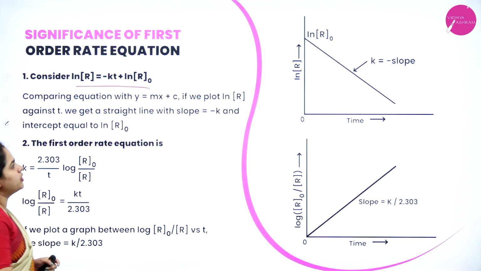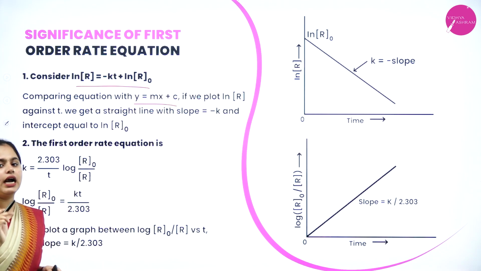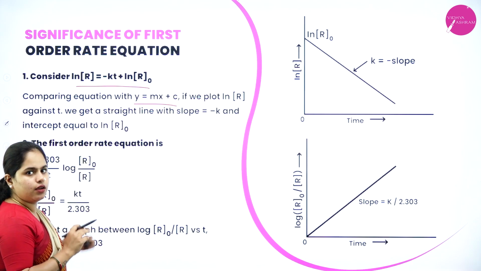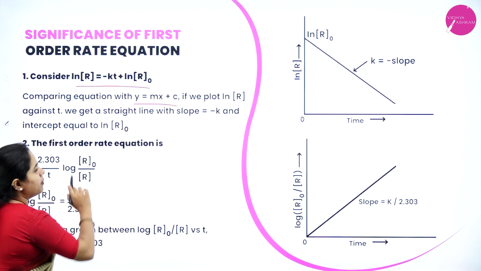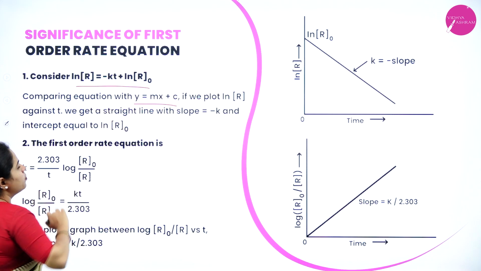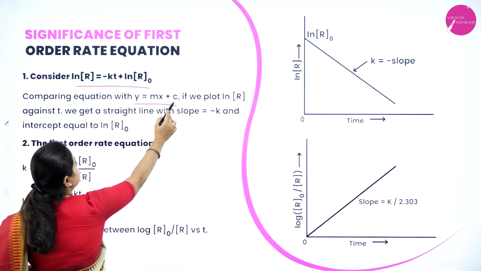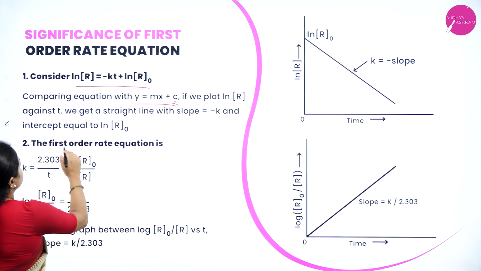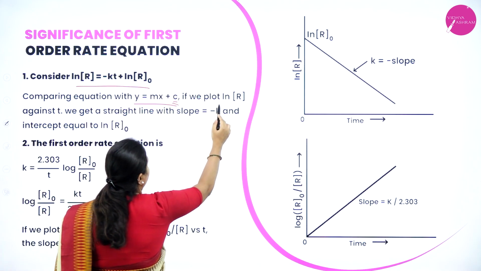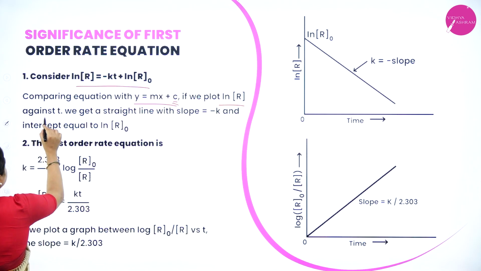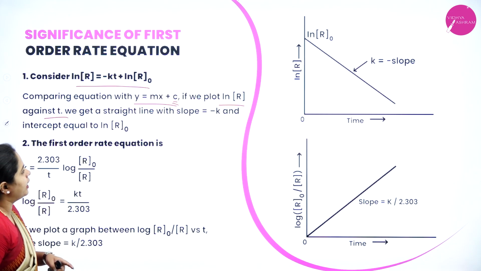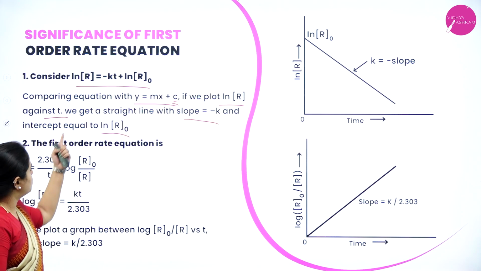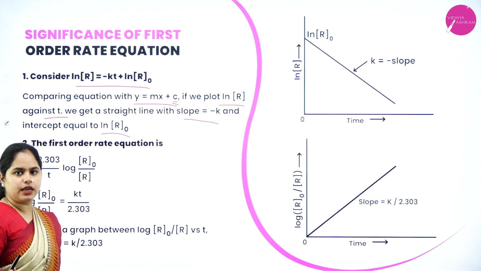Now comparing this equation with y is equal to mx plus c, again we are comparing it with the straight line equation. From this we can see y is ln R. What is m? m is the slope, which will be equal to minus k. And c is the intercept, which is equal to ln R0. So if we plot a graph between ln R versus time, we get a straight line with slope equal to minus k and intercept ln R0. Just by comparing these two equations, we can identify this.